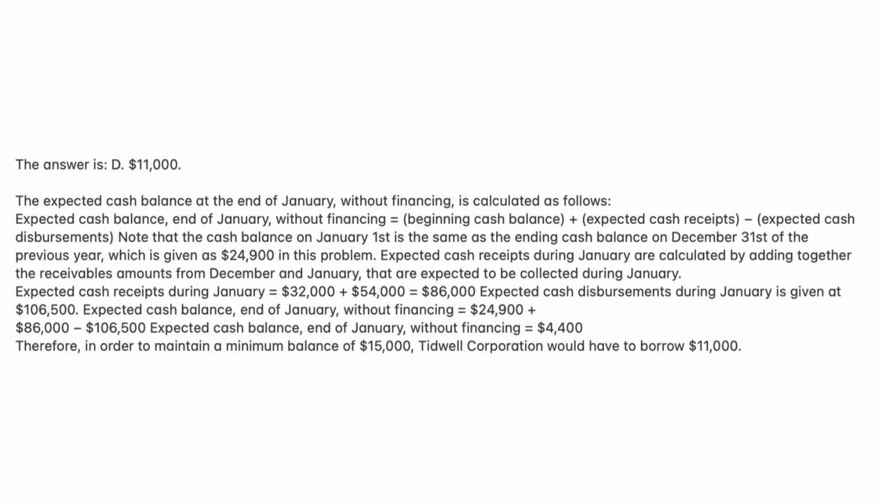Expected cash disbursements during January is given at $106,500. Expected cash balance, end of January, without financing equals $24,900 plus $86,000 minus $106,500. Expected cash balance, end of January, without financing equals $4,400. Therefore, in order to maintain a minimum balance of $15,000, Tidwell Corporation would have to borrow $11,000.